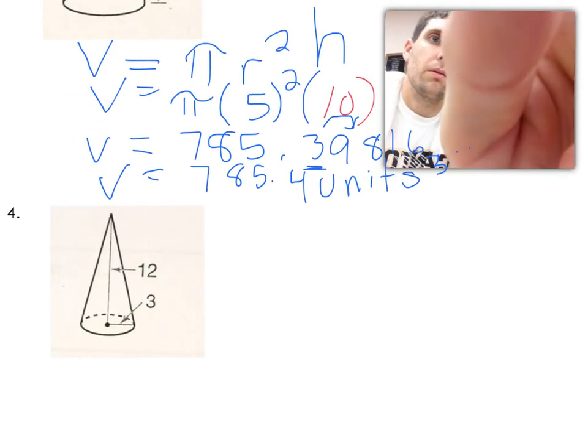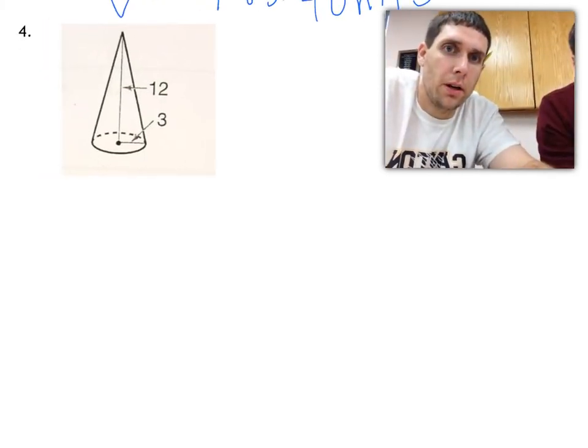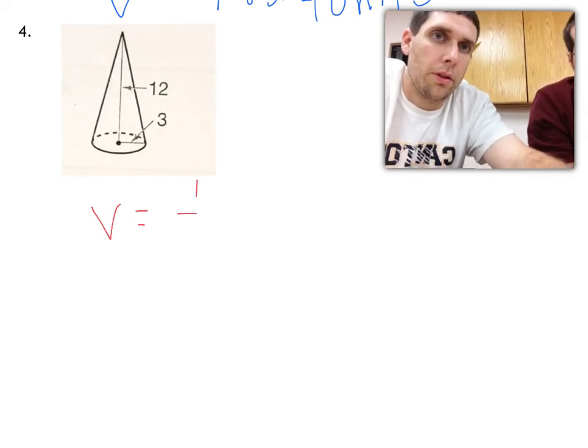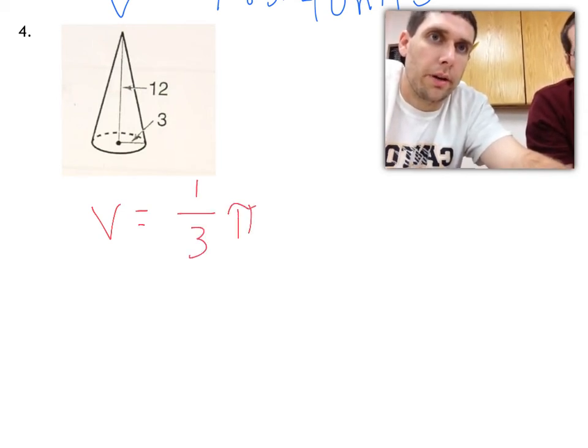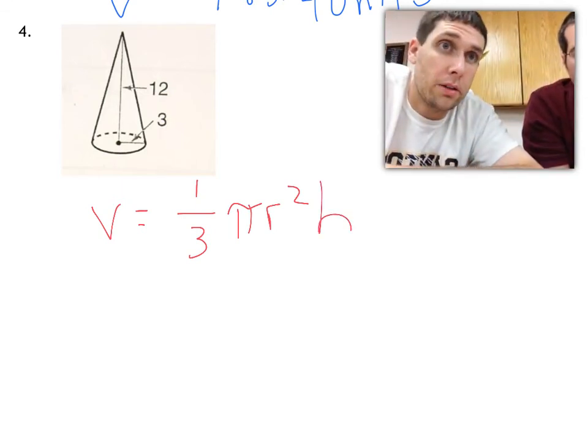Alright, let's see another one here. There we go. Now we have a cone. The formula is volume equals 1/3 pi r squared h.